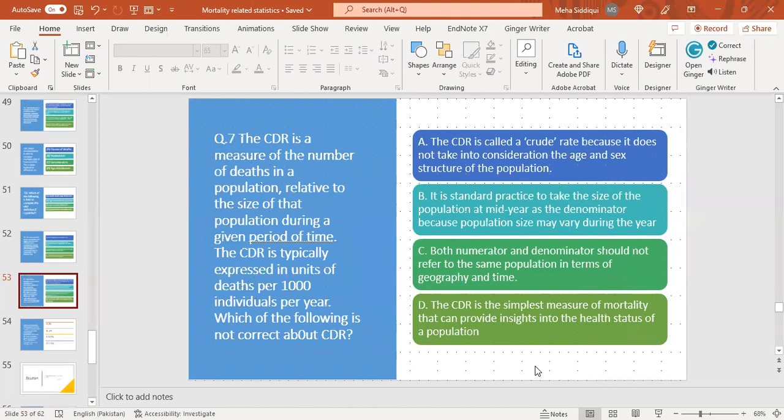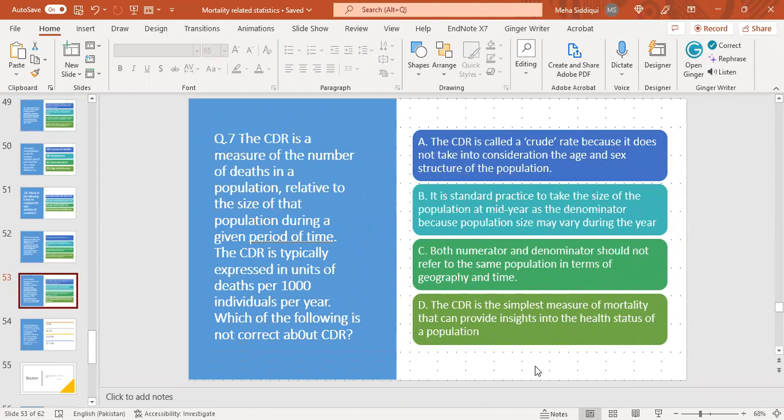MCQ number 7. The crude death rate is a measure of the number of deaths in a population relative to the size of that population during a given time period. The crude death rate is typically expressed in units of deaths per 1,000 individuals per year. Which of the following is not correct about crude death rate? It is called a crude rate because it does not take into consideration the age and sex of the population.